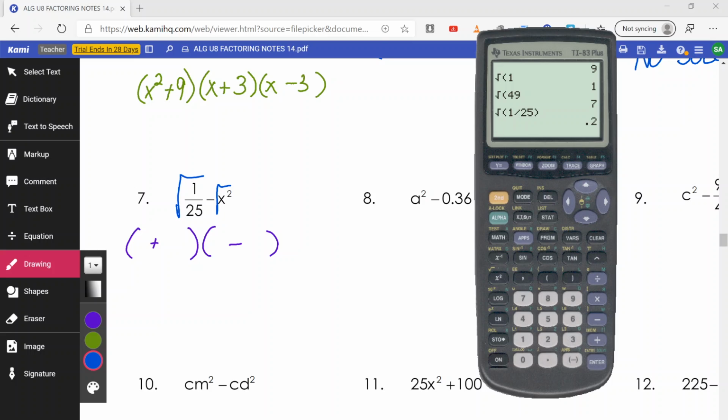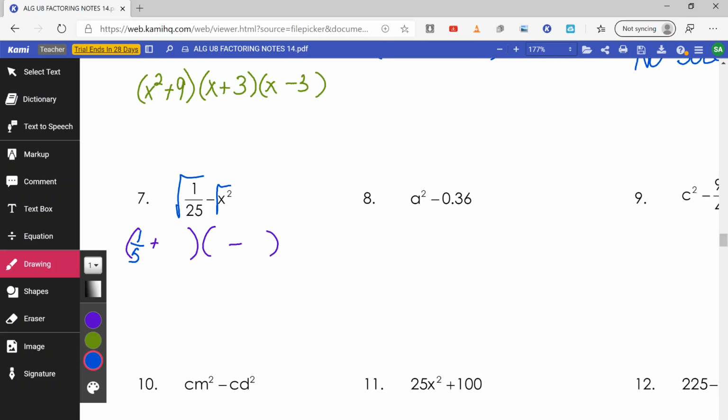Gives me 0.2, and this tells me we do have a nice perfect square, because if I turn it back into a fraction, we get 1 over 5. So square root of 1 over 25 is 1 over 5. And then we take the square root of x squared, which ends up being x. So 1 over 5 plus x times 1 over 5 minus x.